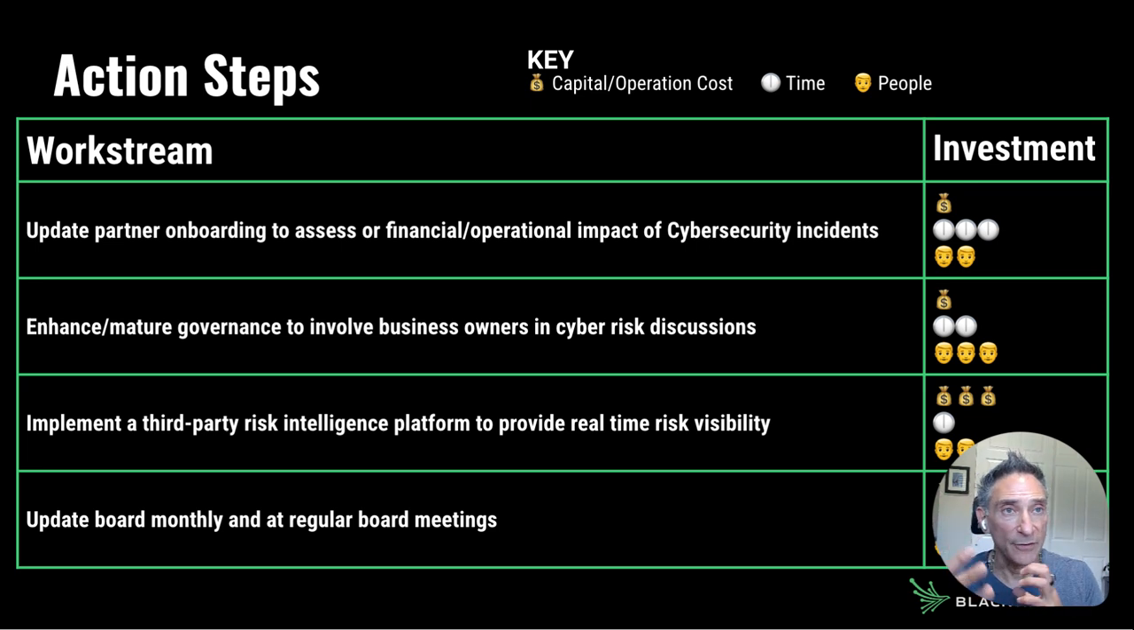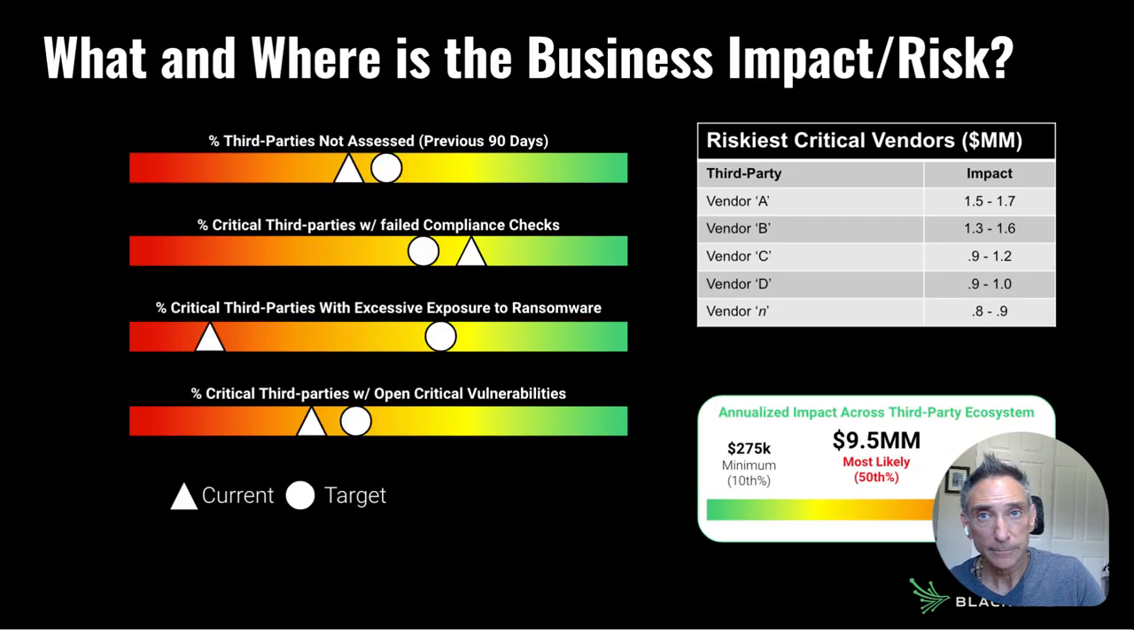So you can see here the different levels of investment. Some of them are going to require more cap and OpEx. Some of them are going to be more time. Some of them are going to be more people-oriented, and we're happy to talk about prioritizing these. But we feel that in order for us to really manage this risk effectively, we're going to need to move on all 4 of these over the next 12 to 18 months. So here are some of the metrics that we'd like to talk about.